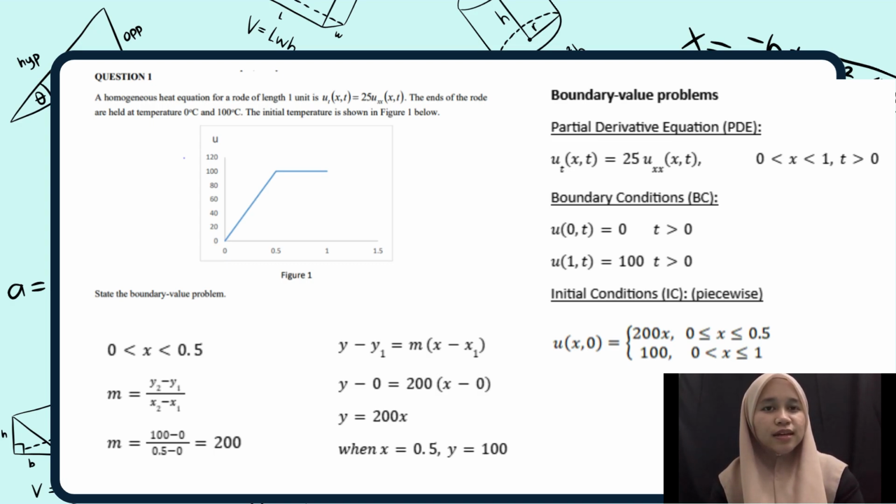So this means the initial temperature is a piecewise function: u(x,0) equal to 200x for x from 0 to 0.5, and 100 for x from 0.5 to 1. We use the piecewise function to describe the rod's starting temperature, then combine it with the heat equation and fixed end conditions to form the full BVP.